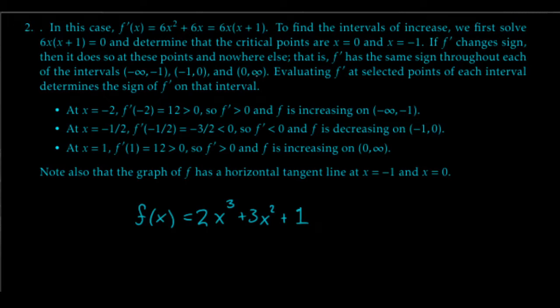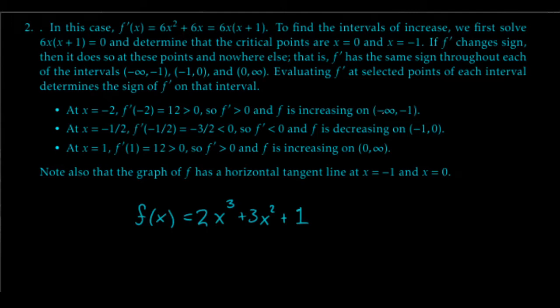We'll evaluate, just like before, the derivative at a point in each of these intervals and determine the sign. So, between negative infinity and negative 1, I'm going to choose negative 2. All right, plugging it in. 6 times negative 2, that's negative 12. Negative 2 plus 1, that's also negative. So we have a negative times a negative, and in fact we have precisely 12, and that's definitely positive. So f prime is greater than 0, and f is definitely increasing on the open interval from negative infinity up to negative 1.